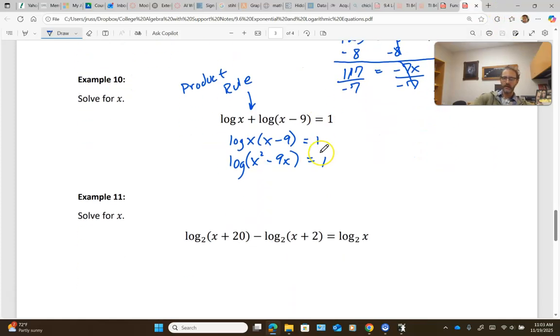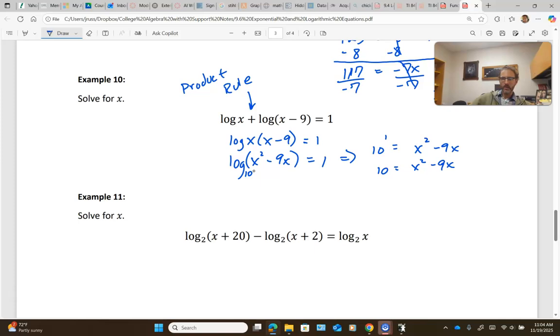Now I'll go ahead and exponentiate this. But again, I've got to remember that because this is the common logarithm, the base is understood to be 10. Okay, so I'm going to come over here to the right to show this. This will become 10 to the first power is equal to that argument, which is x squared minus 9x. And of course, 10 to the first power, that's the same as 10.